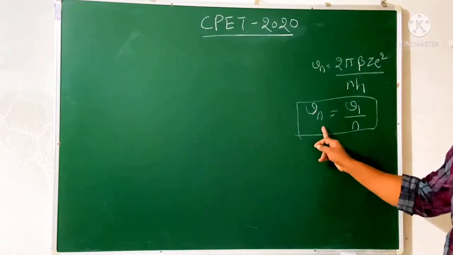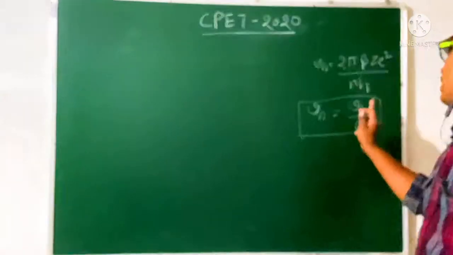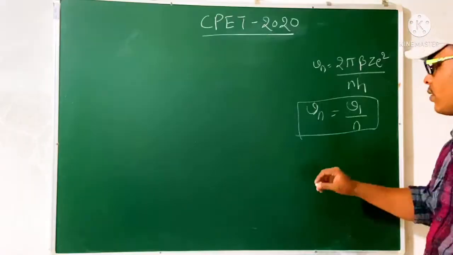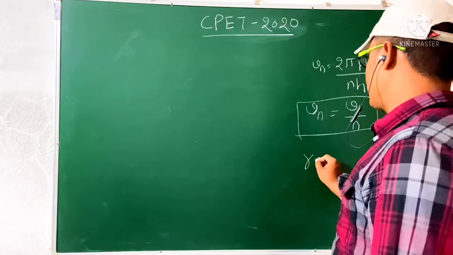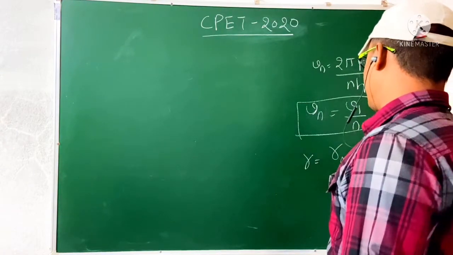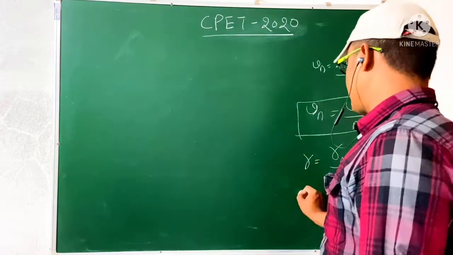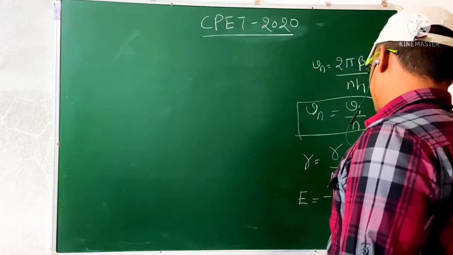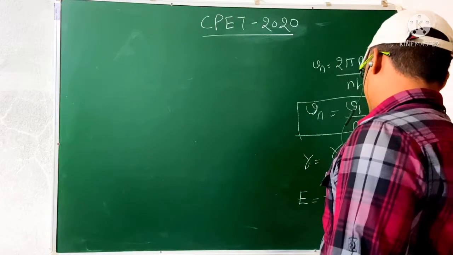Then what will be the second orbit velocity? That means the second orbit electron velocity. That will be V1 by 2. So this comes from this equation, right? Then what is the radius? That is nothing but R0 n square by Z. Then what is energy? Energy is nothing but minus 13.6 times Z square divided by n square.